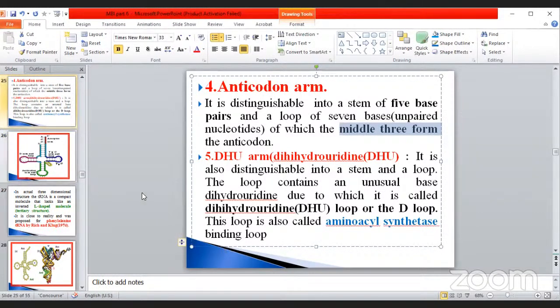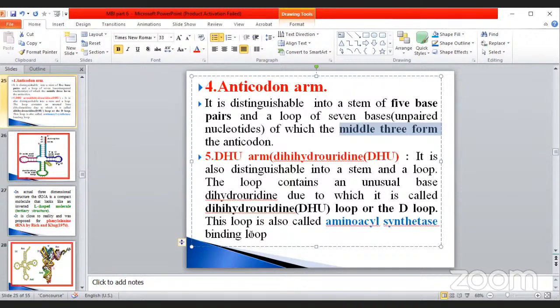And the next arm is called the DHU arm. DHU is otherwise called dihydrouridine. That's why they have given this name. Dihydrouridine, don't forget, my dear. It is also distinguishable into a stem and a loop. The loop contains an unusual base, dihydrouridine, due to which it is called the dihydrouridine loop or the D loop. This loop is also called the aminoacyl synthetase binding loop.